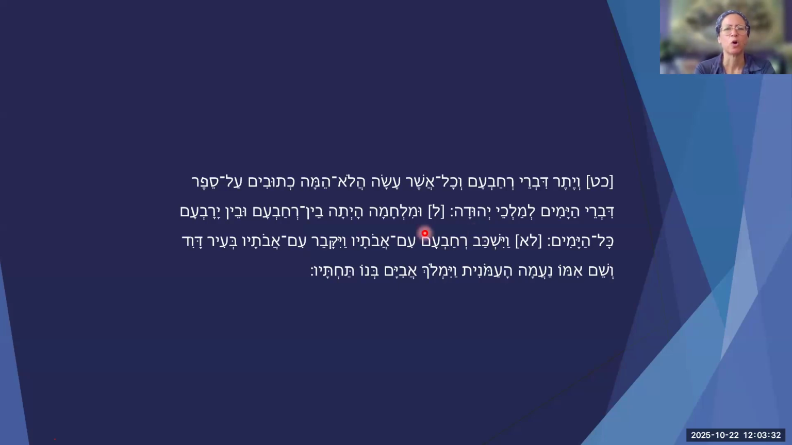Okay. Umilchama hayta ben Rechavam uven Yerovam kol hayamim. Some Mefarshim say that this is perhaps a misprint. It should be Ben Aviam, and it doesn't matter. It means between the northern kingdom and the southern kingdom. But at this point, throughout their reign, the northern kingdom and the southern kingdom were at war, according to this milchama. Okay, we don't know. Later, we're going to find out what this war technically means.